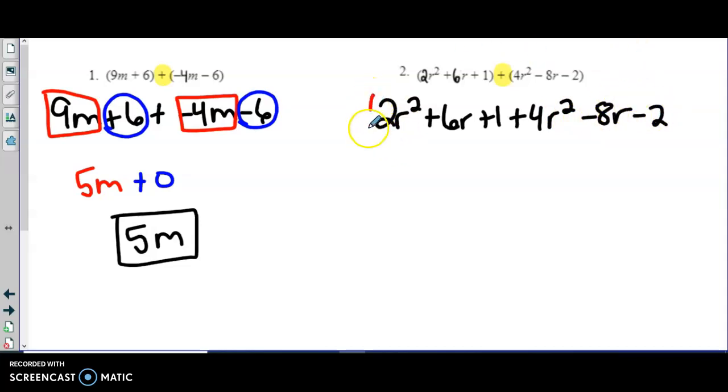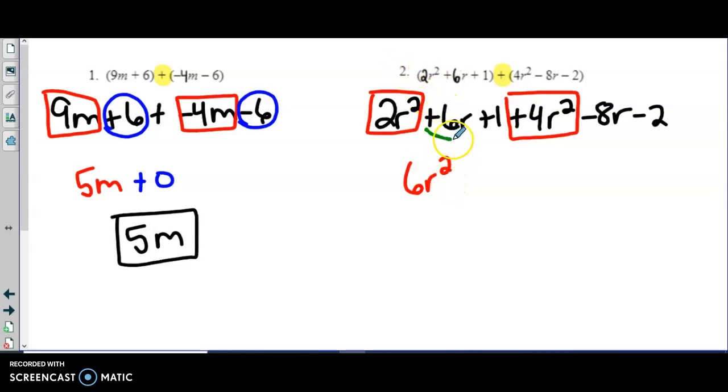All right, first thing I see is 2r squared. So I'm going to look through for any other r squareds. I have one here. I have a +4r squared. And then I keep looking. Okay, these are my only two. So 2r squared plus 4r squared, that's going to be 6r squared.